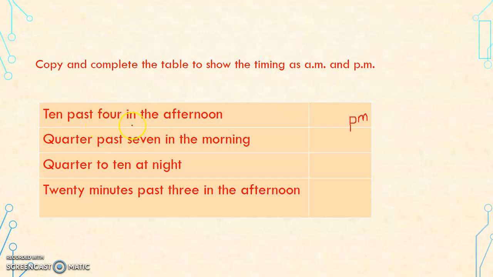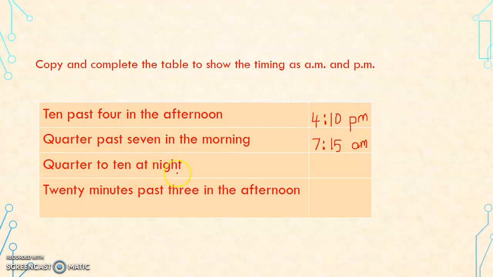10 minutes past 4. 4 o'clock കഴിഞ്ഞിട്ട് 10 minutes. So this is referring to the time 4:10 PM. Quarter past 7 in the morning. Morning ആയതുകൊണ്ട് it is referring to AM. quarter past ആണ്. So already 7 o'clock കഴിഞ്ഞിട്ടുള്ള time ആണ് refer ചെയ്യുന്നത്. Quarter past, that is 15 minutes. So it is referring to the time 7:15 a.m.